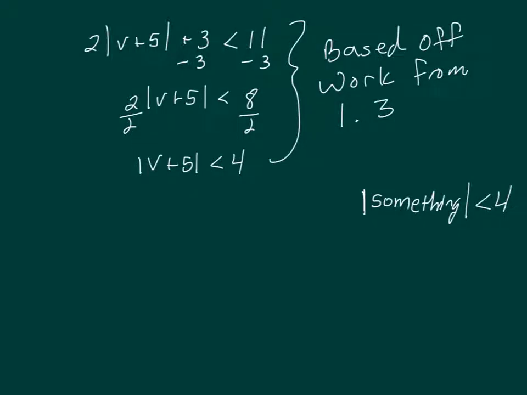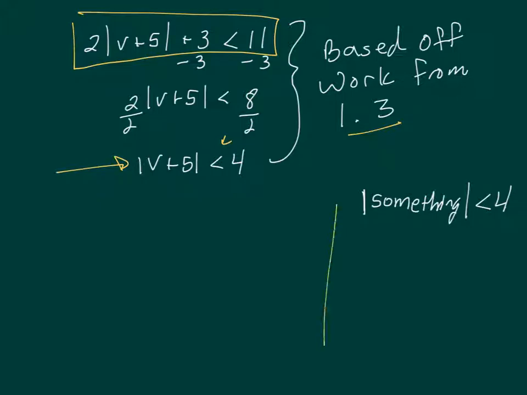So we're being asked to solve this absolute value inequality here, and based off of our work from 1.3, I hope you guys can see how I got this down to this: the absolute value of v plus 5 less than 4. So obviously the only thing that's different here is we have this inequality symbol, and how are we going to deal with that? Well, let's talk about this for a second.